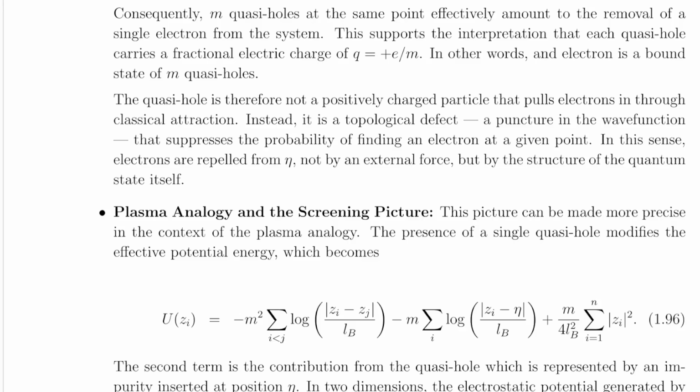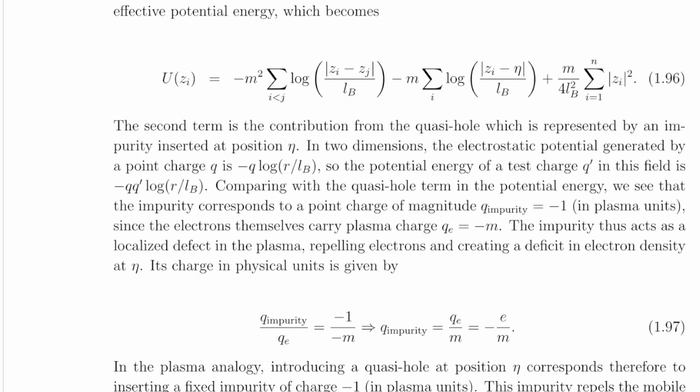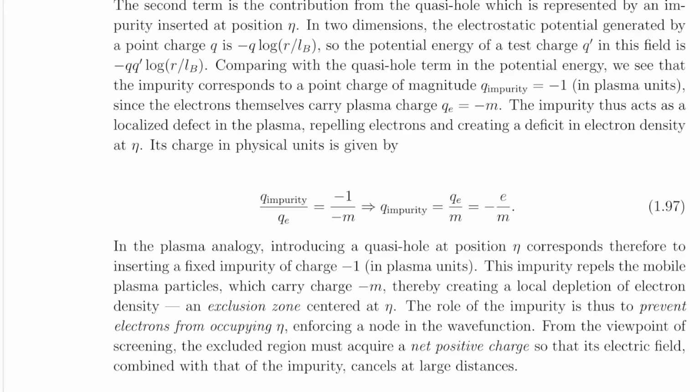Electrons are pushed away not by a force, but by the structure of the many-body quantum state. This idea becomes even more intuitive when viewed through the plasma analogy. In this analogy, the squared magnitude of the Laughlin wave function behaves like the Boltzmann factor of a classical two-dimensional plasma. The electrons act as plasma particles with charge minus m, and the quasi-hole acts as an impurity with charge minus 1. This impurity repels nearby plasma particles, creating a local depletion of charge around eta.